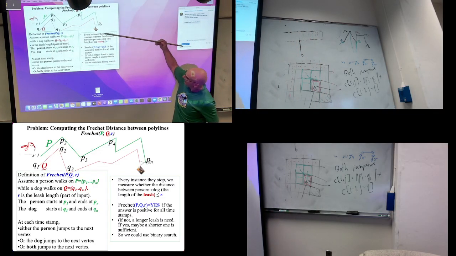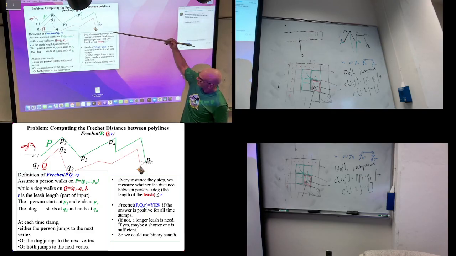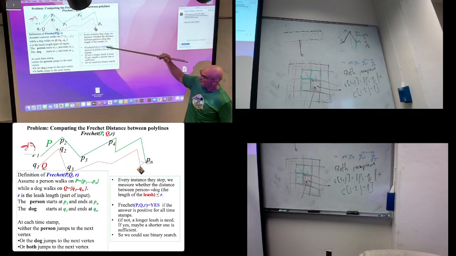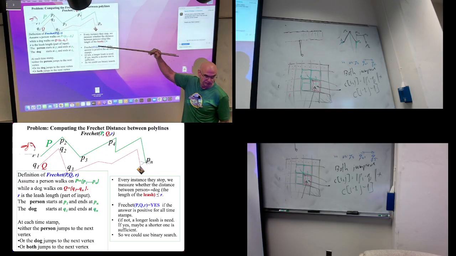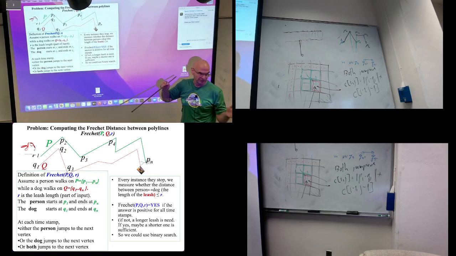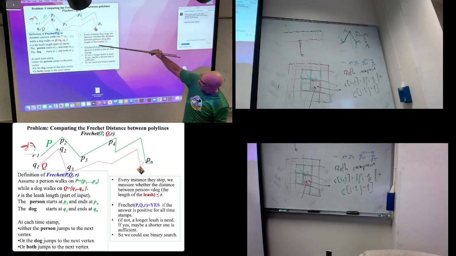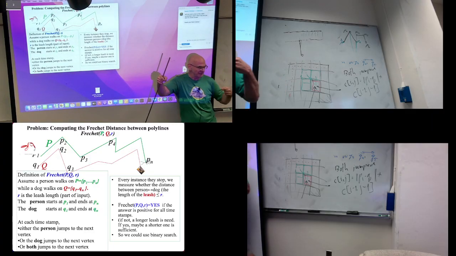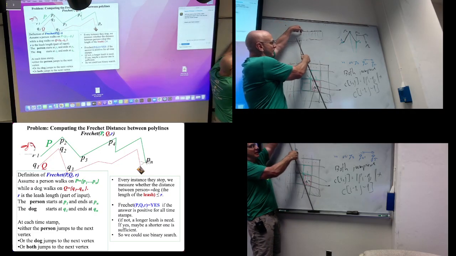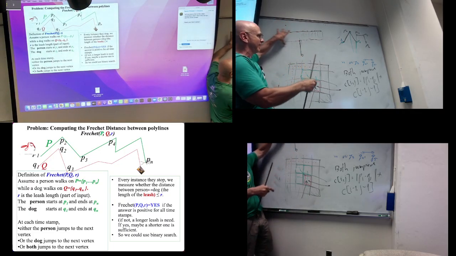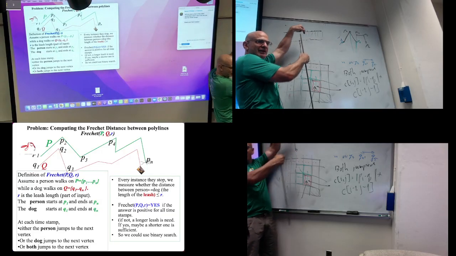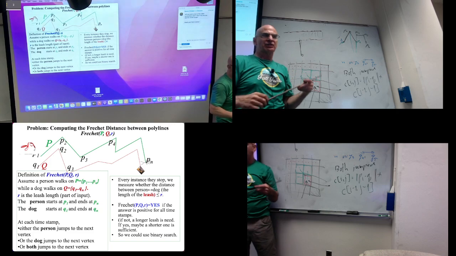So at every instant they stop, we measure the distance between the person and the dog, the length of the leash. And the Frechet returns a Boolean answer, yes or no. If the code returns yes, then a leash of length R will do for you. And then you will try a shorter leash, maybe a leash of half the size. If the Frechet says no, it's because there are 2 points that, no matter which schedule I use, are too far away, so I cannot use a leash of this length, and then the Frechet will say no.